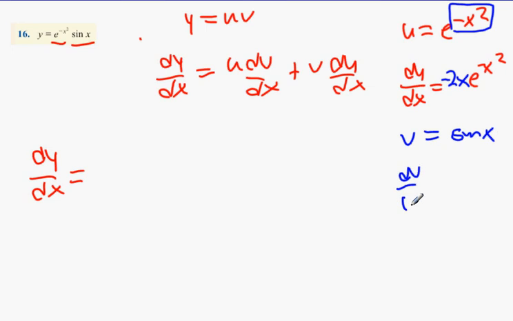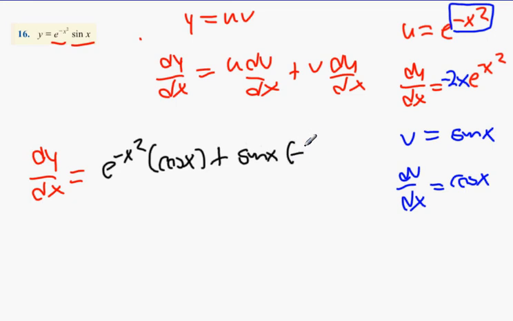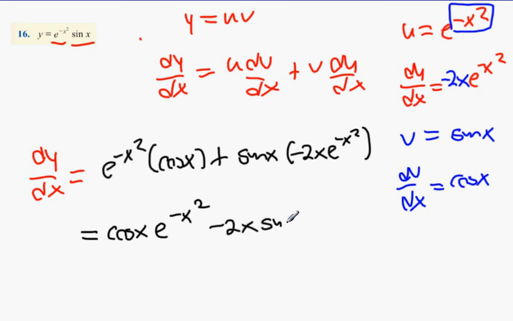So what we're going to get here is this, guys. We're going to get e to the minus x squared multiplied by dv/dx, which is cos x, plus v times du/dx, which is sine x times minus 2x e to the minus x squared. Finish it off: cos x e to the minus x squared. And then what's that going to be? It's going to be minus 2x sine x e to the minus x squared. Yeah, that's a pretty substantial question there.